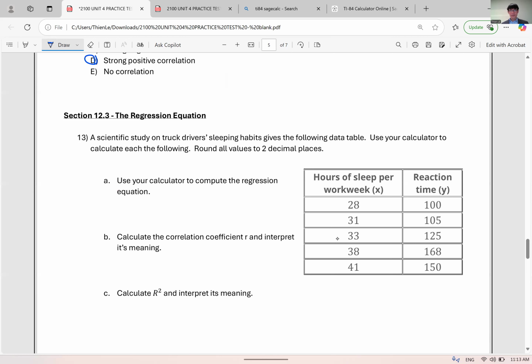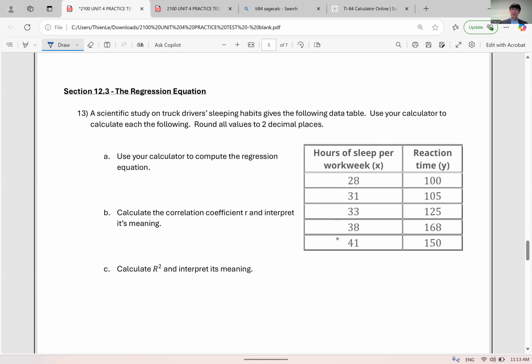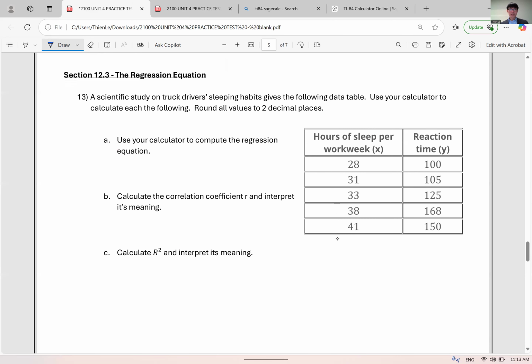What reaction time is this, exactly? I'm not really sure what this study is about. It needs to be specified further. Sometimes it's unclear what they mean when they say reaction time here. But in any case, they specify the X here and the Y here. So they want to predict the reaction time based on the hours of sleep per work week. So this is Y and this is X.